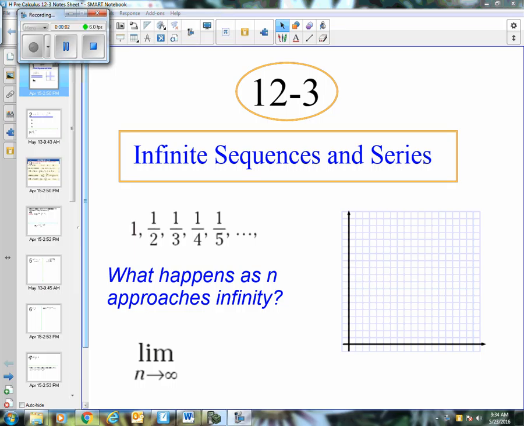All right, we're going to start taking a look at infinite sequences and series. We're going to have to do this over a couple parts. Today we're going to just start talking about what does that even mean and what do they look like, and what's the notation I can use, and start looking for some patterns.